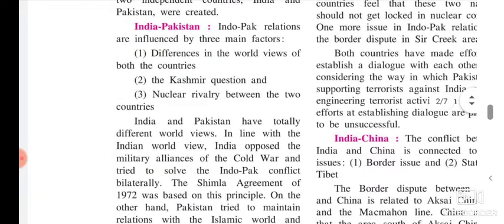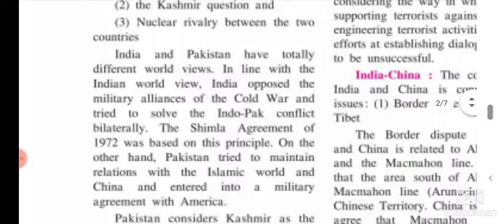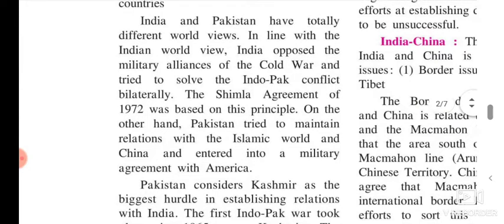India-Pakistan. Indo-Pak relations are influenced by three main factors: difference in the world views of both the countries, the Kashmir question, and the nuclear rivalry between the two countries. India and Pakistan have totally different worldviews. In line with the Indian worldview, India opposed the military alliances of the Cold War and tried to solve the Indo-Pak conflict bilaterally. The Shimla Agreement of 1972 was based on this principle.